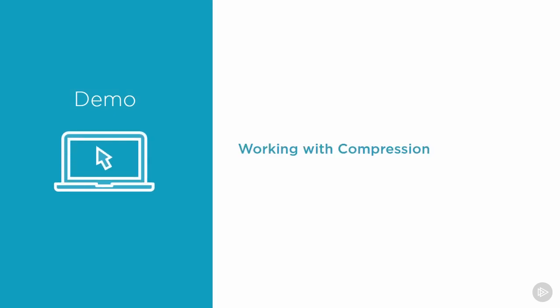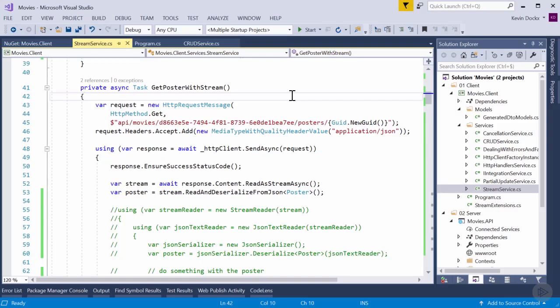In this demo, we'll look into compression. Our API supports this out of the box. This improves performance as well, as we need less bandwidth. Let's try and get a compressed version of a poster.